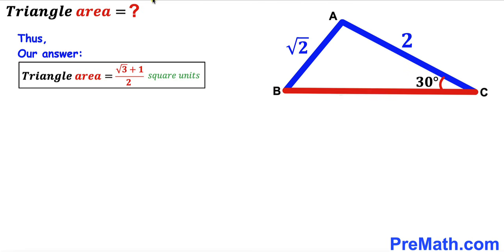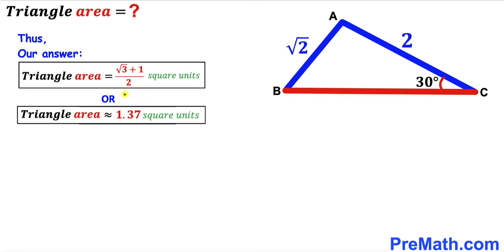So thus after all the calculations and manipulations, the area of this triangle ABC turns out to be square root of 3 plus 1 all over 2 square units. And that's going to be approximately equal to 1.37 square units as well. In other words, the area of this triangle turns out to be square root of 3 plus 1 all over 2 square units. And that's our final answer.